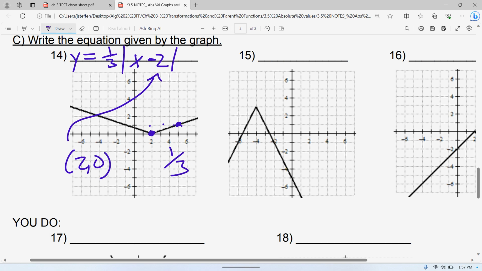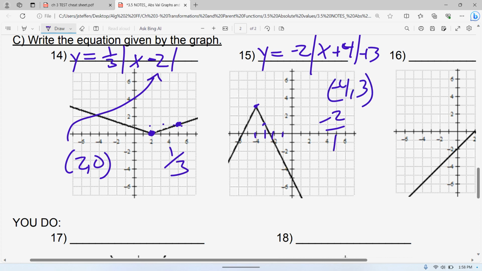So 15, same thing. I'm going to find my slope first, and it looks like it is -2 over 1. So I have y is equal to -2. Then I went to the left 1, 2, 3, 4, so that's +4 since it's to the left, and then it went up 3. Again, if you want to sub in -4, 3 and do it that way with your vertex, you can. Doesn't make any difference.